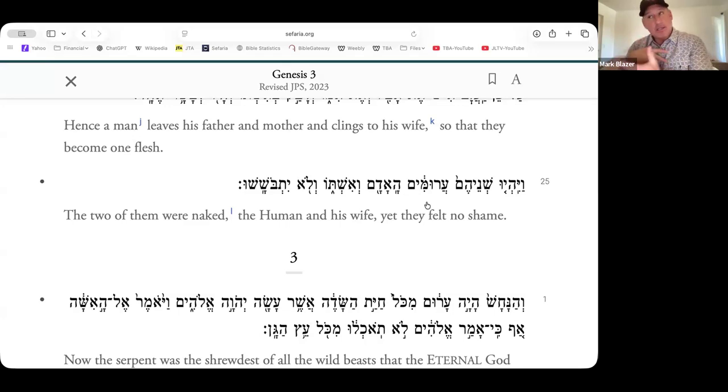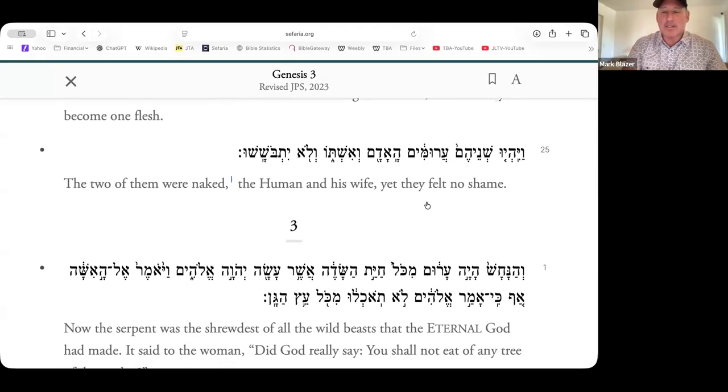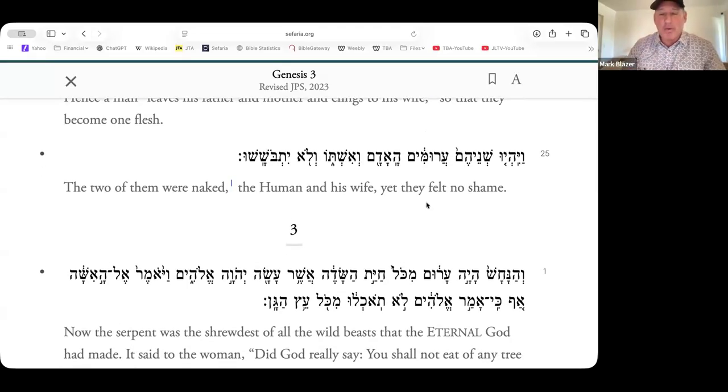Now, thanks to John also for pointing out the note here on arum, which is here translated as naked. It also has a connection to shrewd or prudent. And why do we know that? Because the first three words of the next chapter, Vehanachash hayah arum. Now, the serpent wasn't naked. Well, he was naked, but aren't serpents usually naked? No, the serpent was shrewd. It's the same word. So Ibn Ezra's connection here is these two words, arumim and arum.